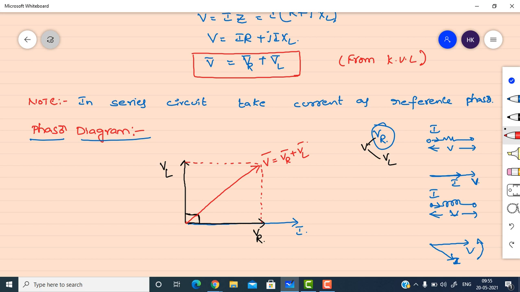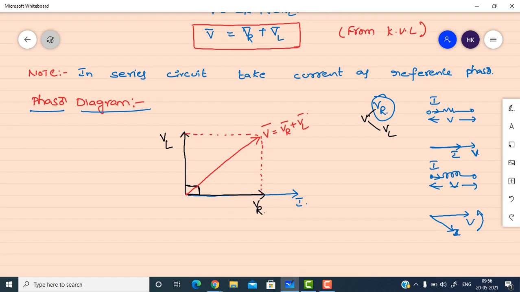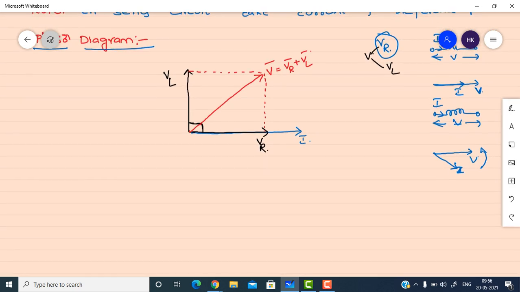Now your phasor diagram is over. All the quantities are indicated here. Current phasor is there, VR phasor, VL phasor, and total applied voltage V phasor. Is the phasor diagram clear? Now from the phasor diagram, I will draw the voltage triangle. See, this is just like a triangle.